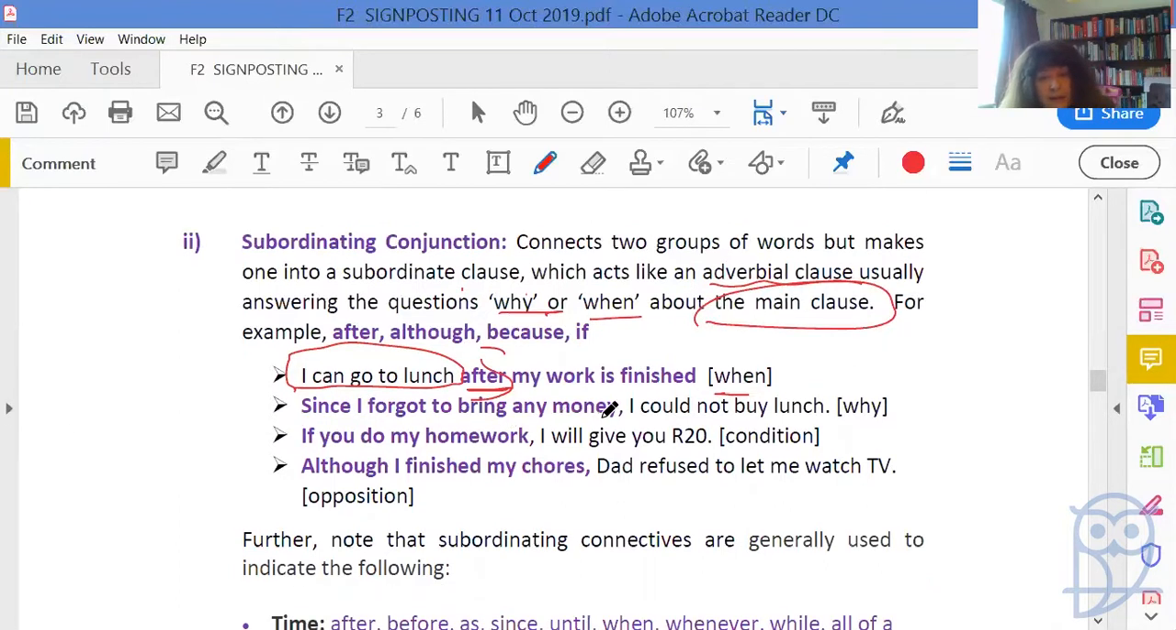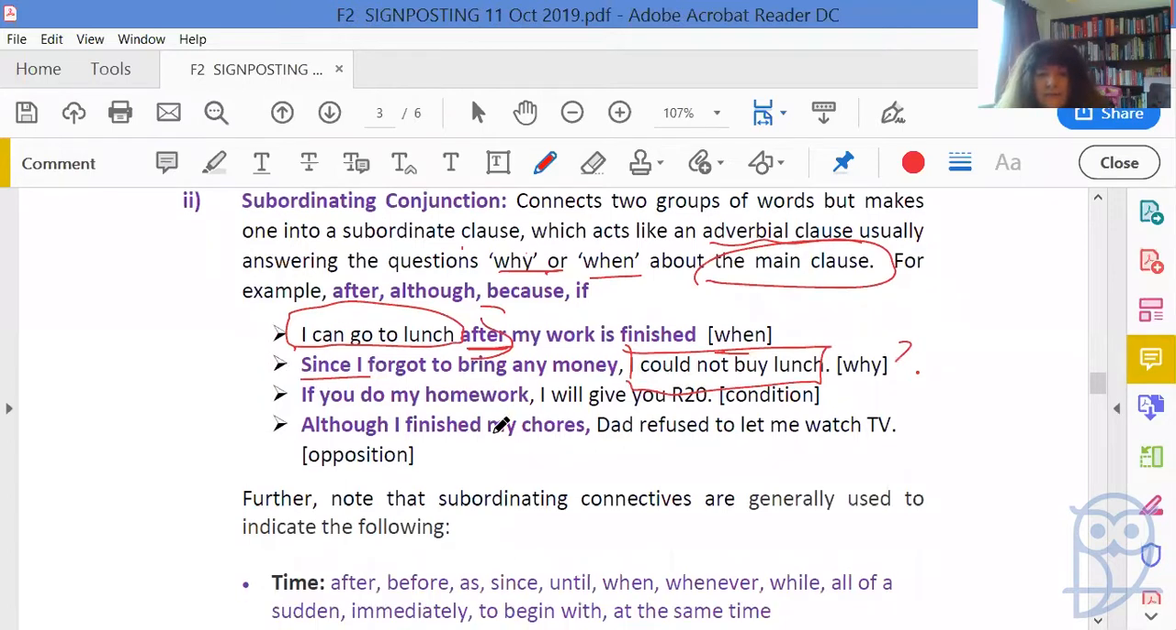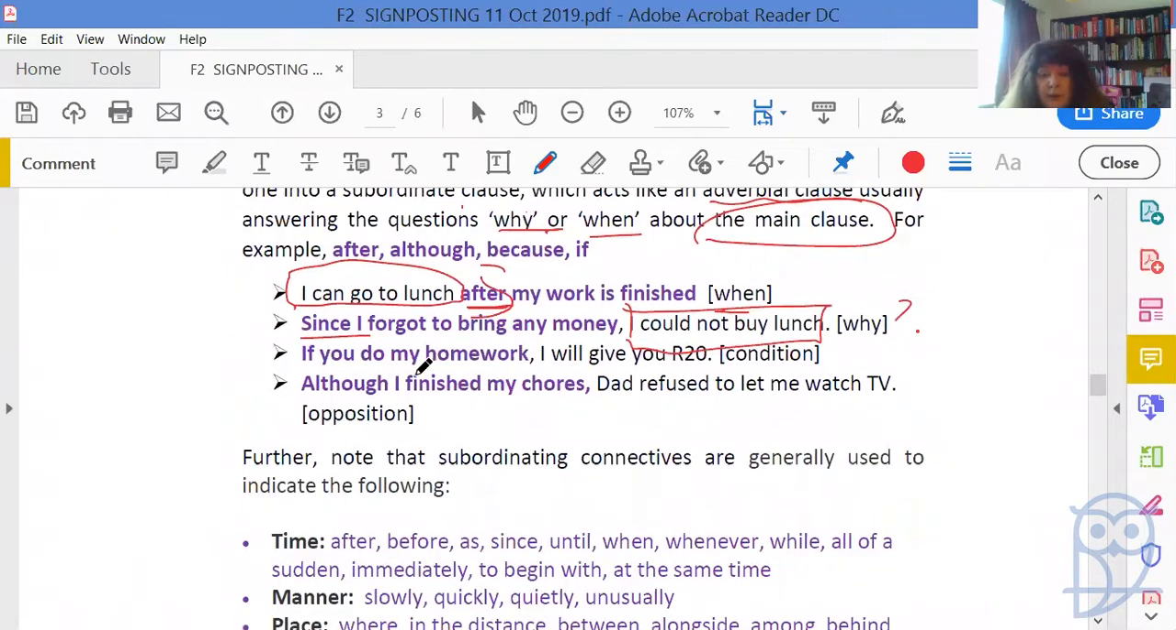Since I forgot to bring any money, I could not buy lunch. Oh, so what's the main clause here? I could not buy lunch. That can stand alone. Why can't I buy lunch? Since I forgot to bring any money. Okay, there's your subordinate clause there. If you do my homework, I will give you 20 rand. Aha. What's the main clause there? I will give you 20 rand if you do my homework.